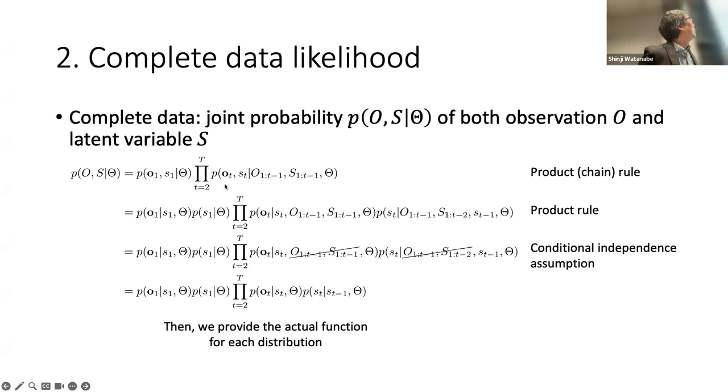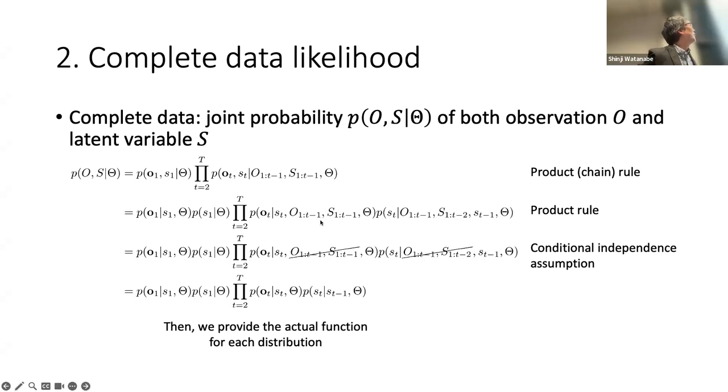Then we also try to factorize these two distributions from here to here, which may not be so difficult for everyone, just using the product rule. From here to here, since we have many conditions, it looks a little bit complicated, but this is also just using the product rule, keeping O_t and S_t, and S_t here becomes a condition, and so on. There are a lot of conditions, I apologize for that, but it is the nature of this kind of problem. But this is also still the product rule.